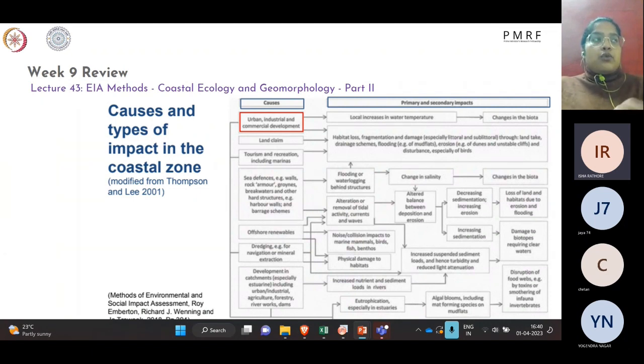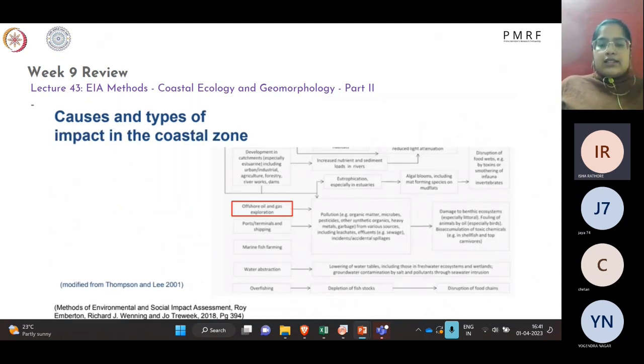Construction of sea defenses or walls or hard structures, harbor walls or barrage schemes can cause flooding or waterlogging issues. It can cause change in the properties of the water, change in the biological constitution of the coastal region, and things like that. So again, all of these, you need to identify the cause of the project and what sort of impacts it will have directly and indirectly. So these are some of the examples of causes. You can go through them. I went through a few of them.